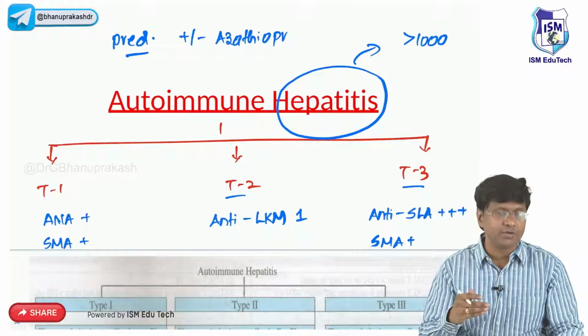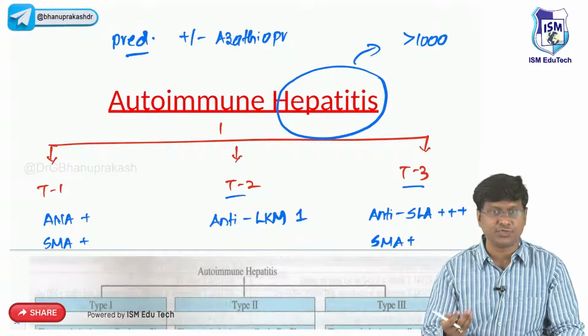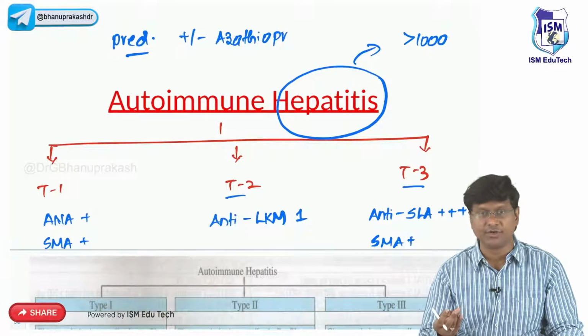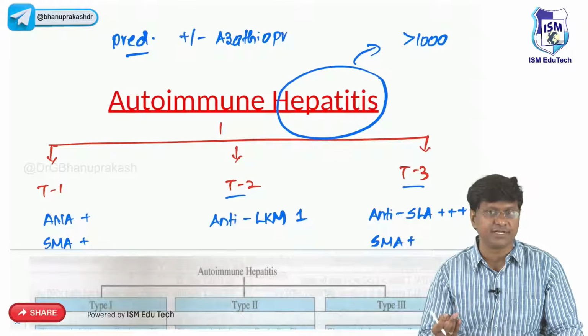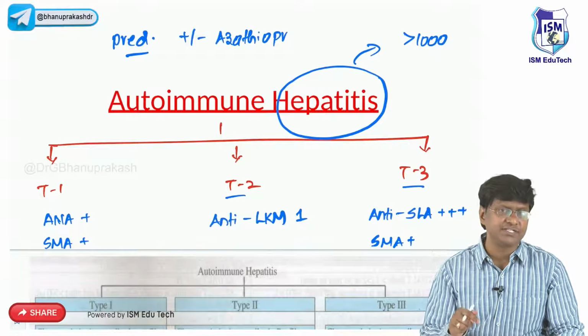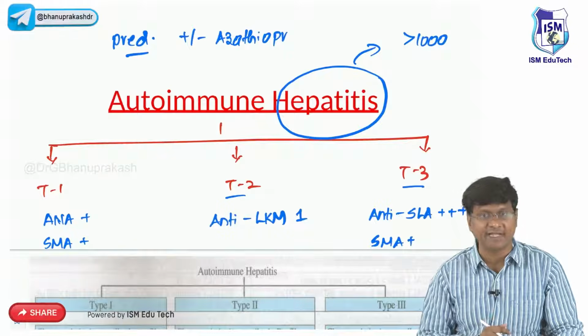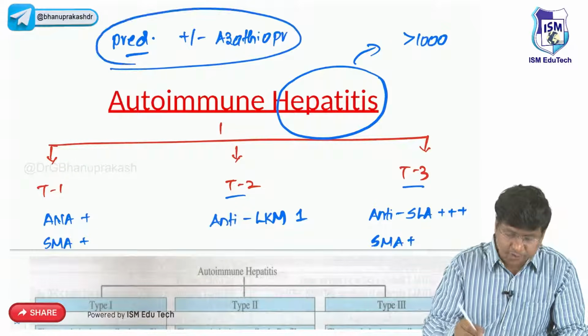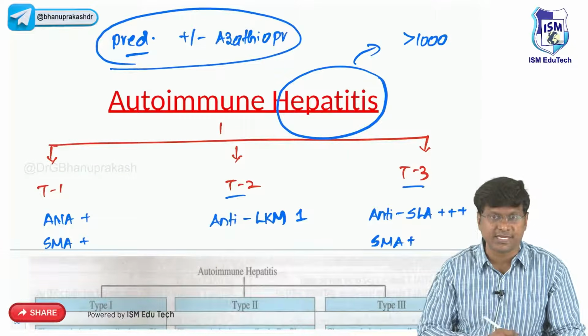When you start prednisolone with or without azathioprine, this will improve the symptoms of the individual. It will decrease the serum bilirubin, the serum aminotransferases, and the gamma globulin levels. Not only that, prednisolone will also reduce the hepatic inflammation as well. So the very important group of drugs is prednisolone with or without azathioprine.